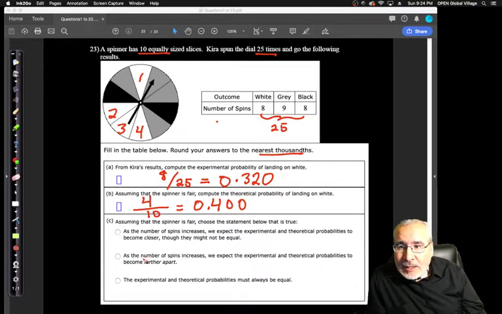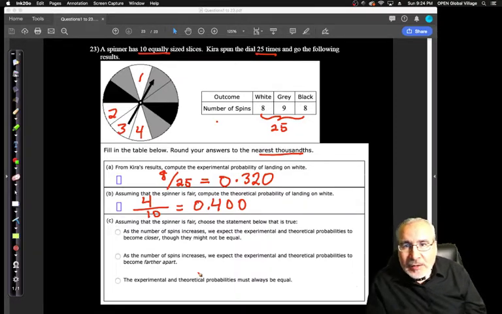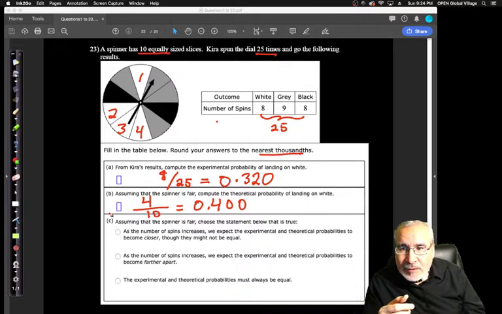Okay. As the number of spins increases, we expect the experimental and theoretical probabilities to come further apart. That is not right. No. Otherwise, theory has no basis, right? So we would not expect them to get further apart, and we would not expect that they would always be equal. It's possible, but this first statement is the one that we can be safe with. They'll come closer. They could be equal, but they might not.